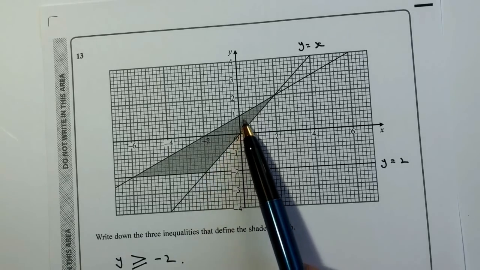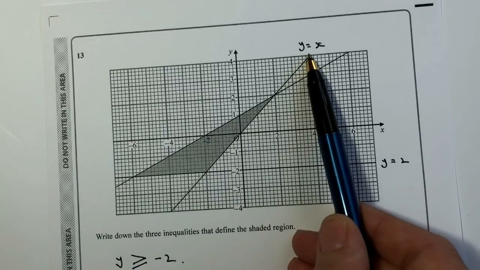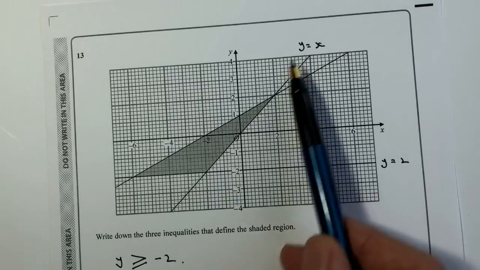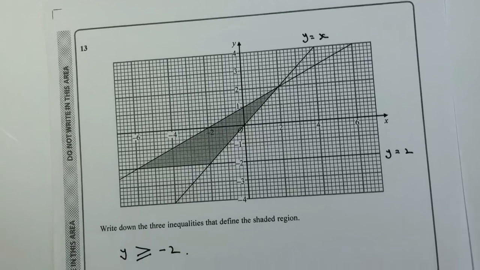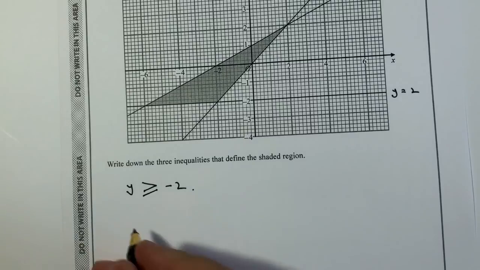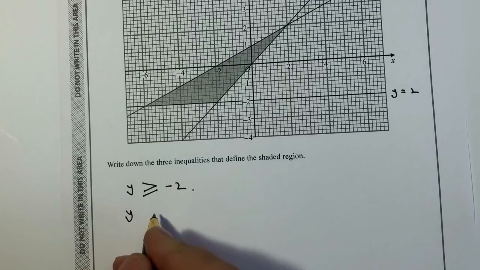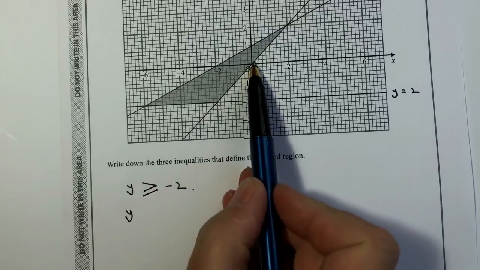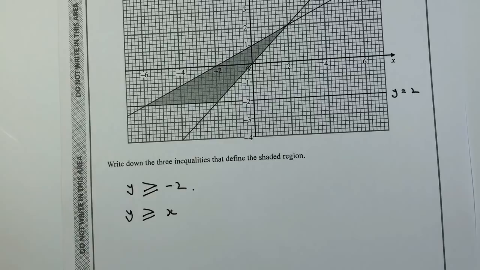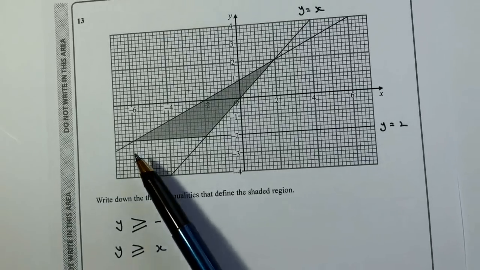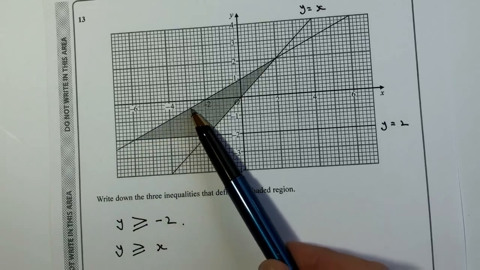So this particular line is the line of y equals x. Again, we're going to write the inequality, because it's a solid line. In this particular case, it's greater than, so y is greater than or equal to x. So those are two of the lines, and then the third line really is this line that goes along here.